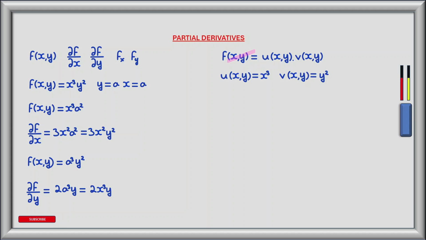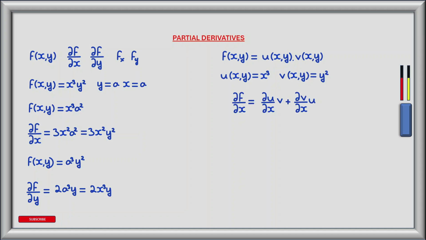We can look at f of xy as the product of two functions, u of xy and v of xy, where u of xy is equal to x cubed and v of xy is equal to y squared. We can then use the product rule to find the partial derivative of f with respect to x and the partial derivative of f with respect to y.